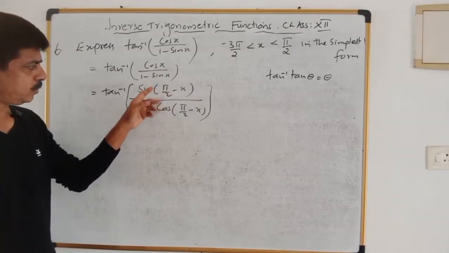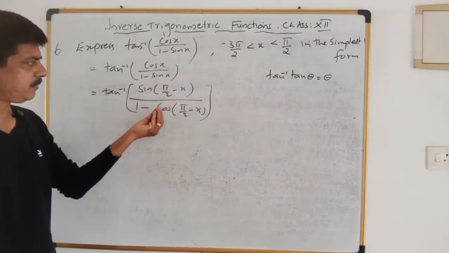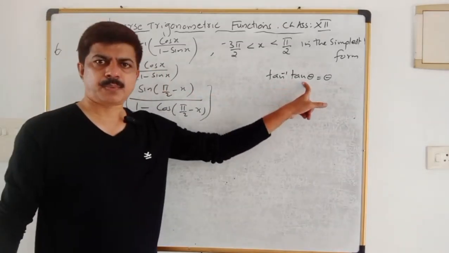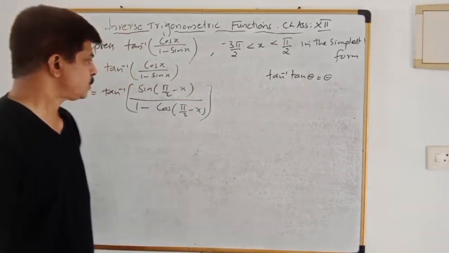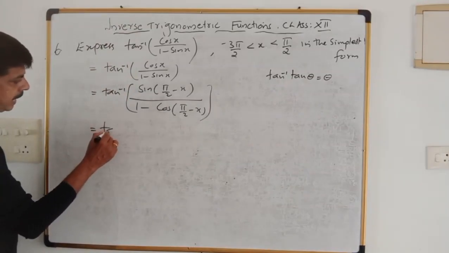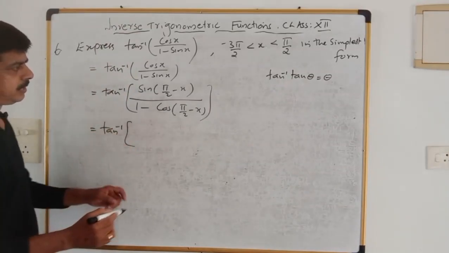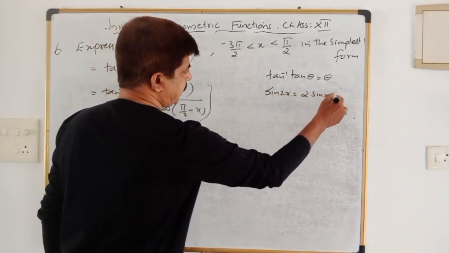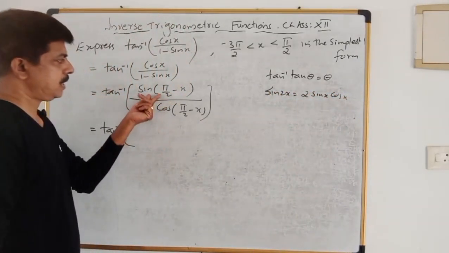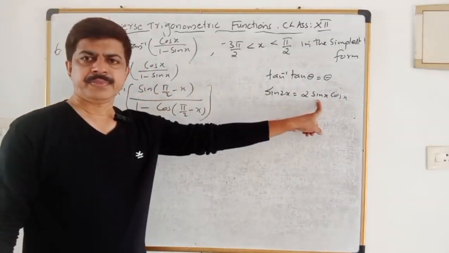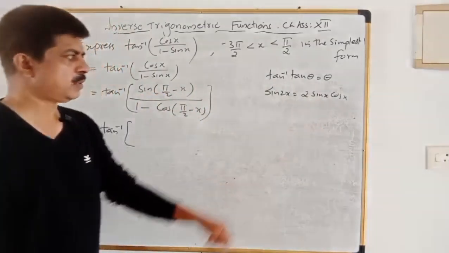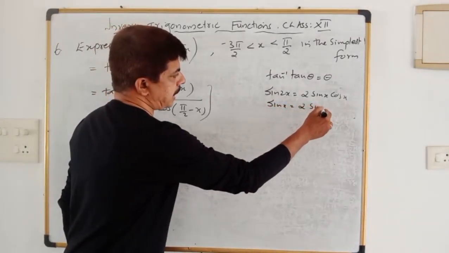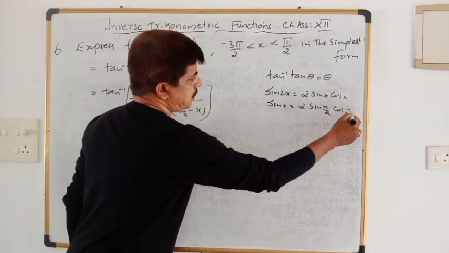So what will you do? The expression inside the bracket will change to tan theta, so that we can apply this property for simplification. Some more simplification is required. We remember sin 2x is 2 sin x cos x. The numerator terms we will simplify using this identity. If it is sin x only, we write 2 sin x by 2 cos x by 2.